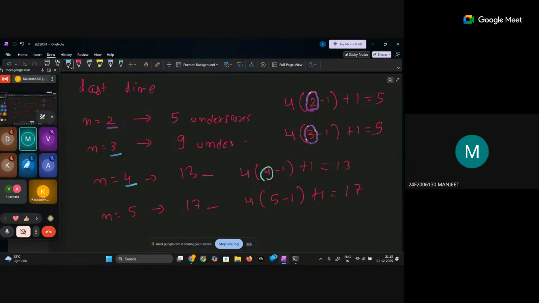How did you find this, sir? Can you please just explain? I mean, I can just see it, right? First things first, it is increasing in the multiples of 4. So 4 must be there, right? Every time it's increasing by 4, so 4 must be there.